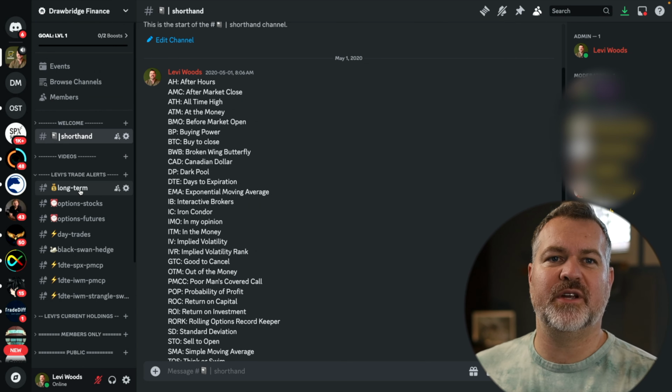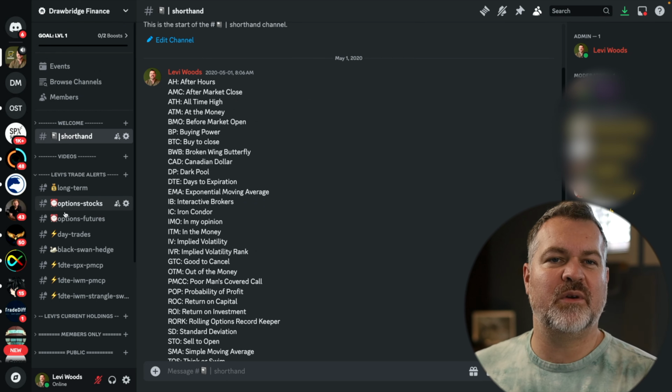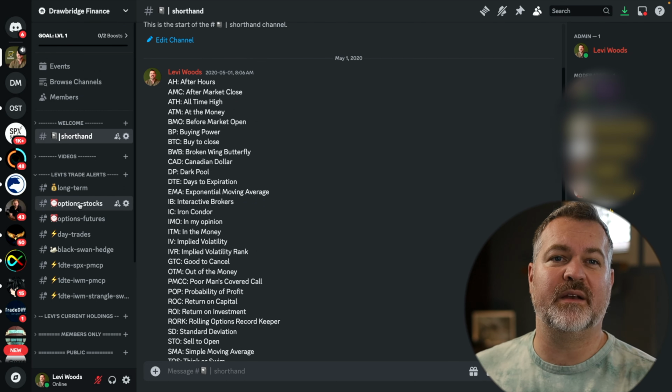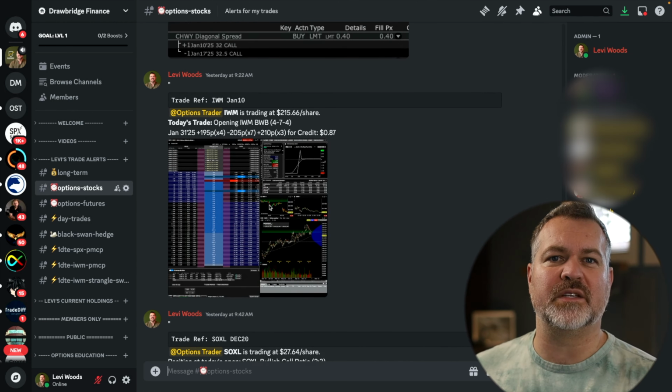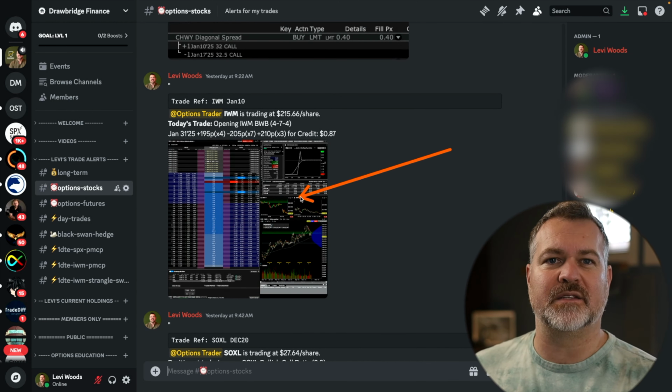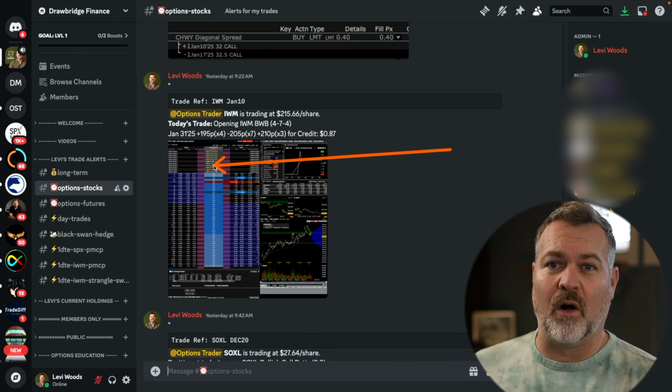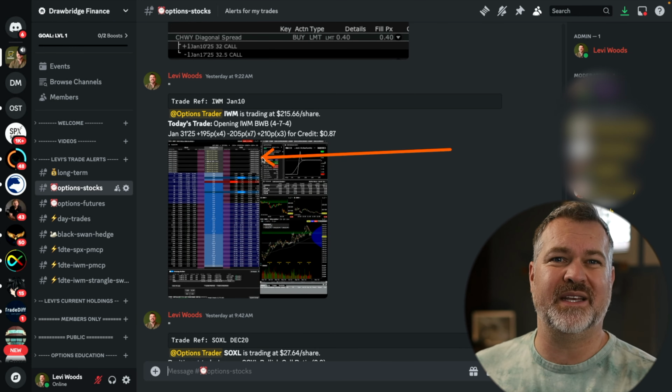So I've got long-term trades. This is where I'm buying and hold stock. I want to talk for a moment about how to read these sheets, and I'll give you some quick tips and tricks. So when you scroll through this, you're going to see trades that look like this. This is a screen that has all of the information from my brokerage that you might need.